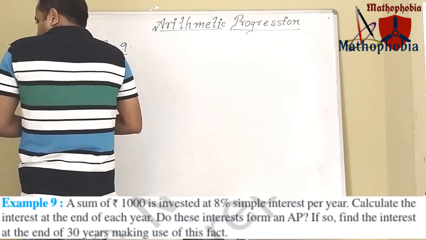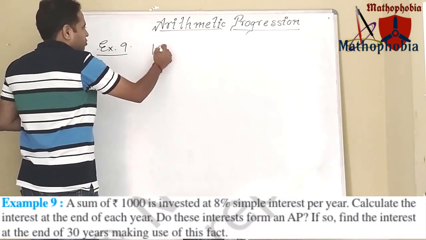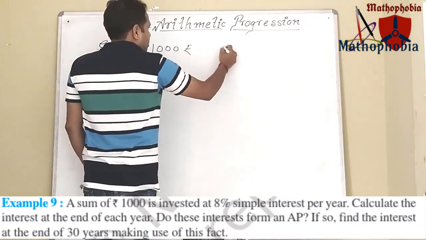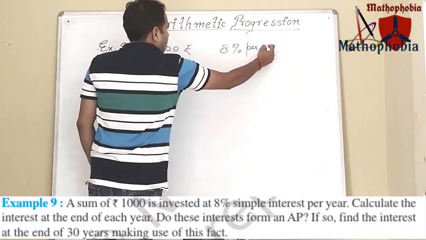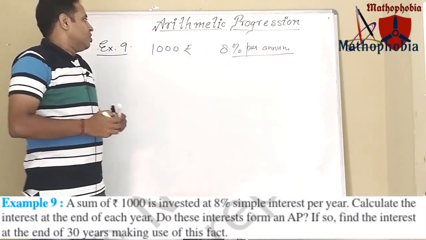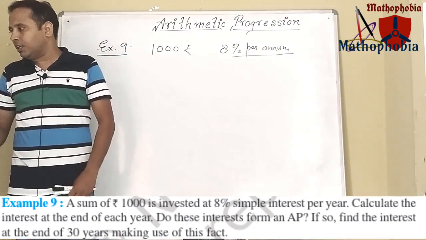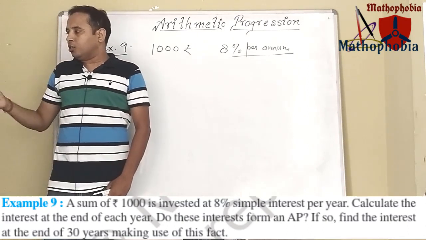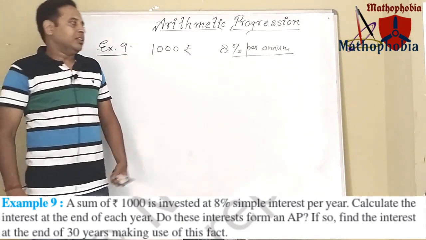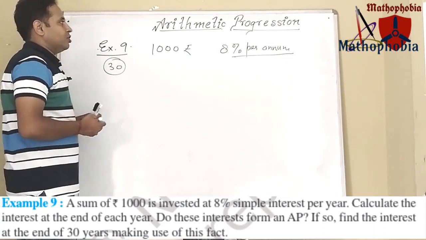A sum of 1000 is invested at 8% simple interest per year. Okay. 1000 rupees is invested at the rate of 8% per annum. ठीक है, इस रेट पे इसको इन्वेस्टमेंट किया गया, 1000 rupees at the rate of 8% per annum. What we need to find out? Calculate the interest at the end of each year. Do this interest form an AP? If so, find the interest at the end of 30 years.